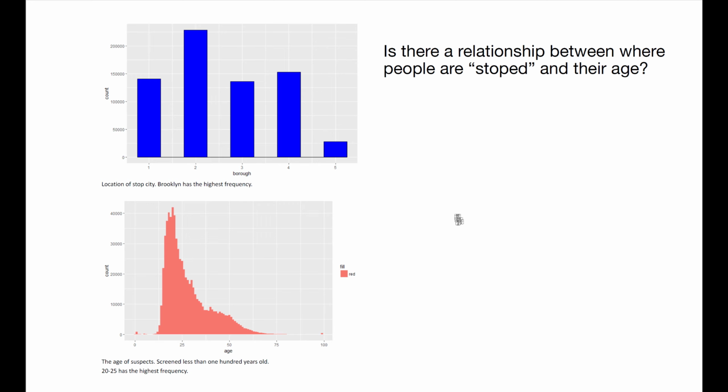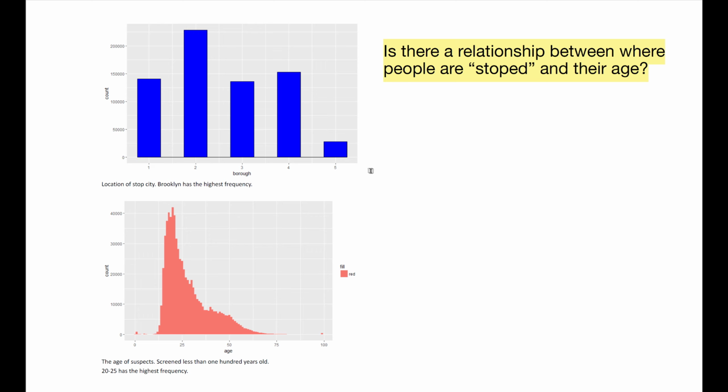Here are a couple of plots that we can produce from the data. Our question here is, is there some kind of relationship between where people are stopped and the age of these people? Well, here are the boroughs of New York City. Brooklyn has the highest frequency of stop and frisk events. I'm going to assume that this was over the course of a year, or maybe it's over the course of the entire data set.